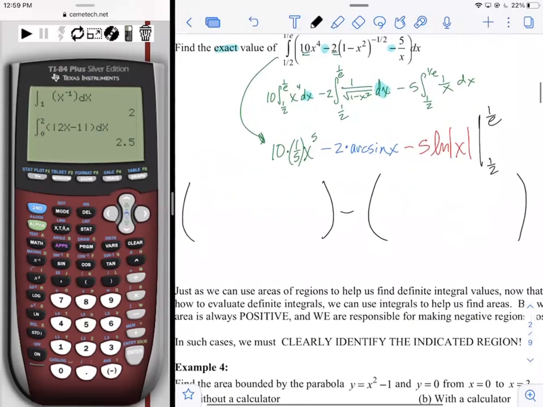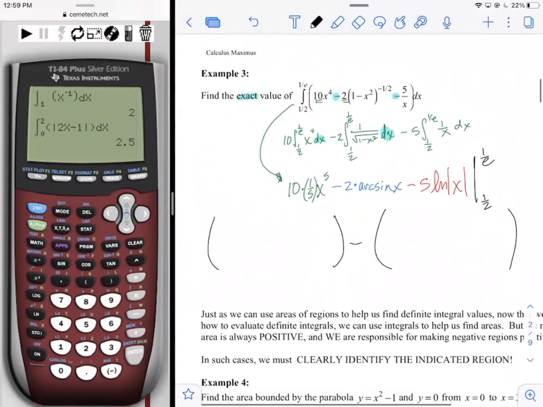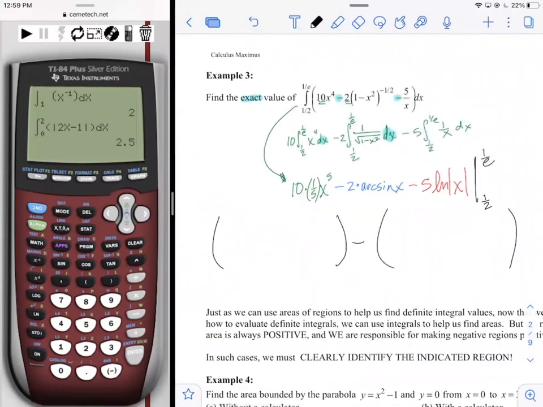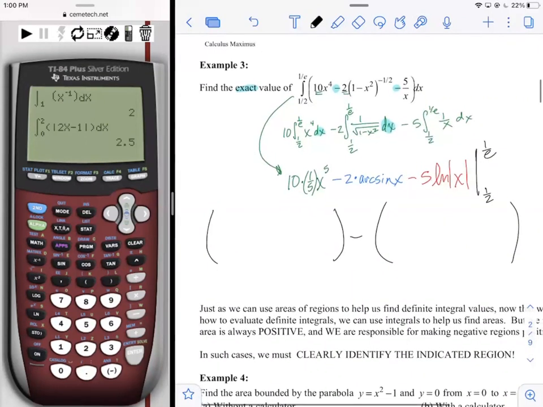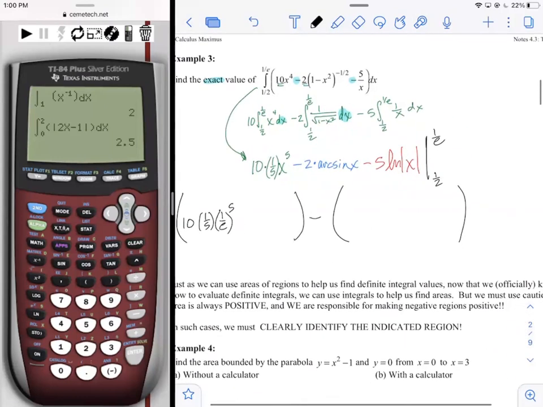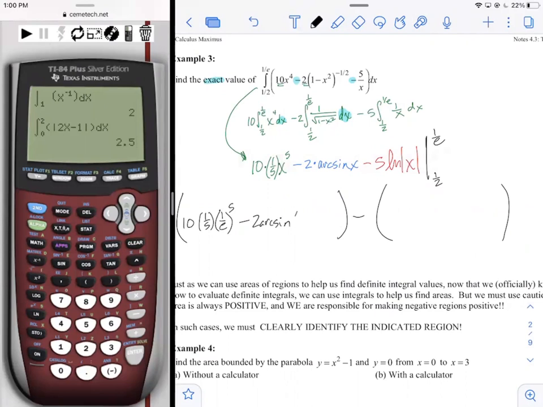All right, now it said to find the exact value, so I'm not really interested in simplifying. So this is just an exercise in transcription. 10 times 1/5 times 1 over e to the 5th. Okay, I'm just going to write it as 1 over e to the 5th. Boom. Right? Looks good to me. And now minus 2 arc sine of 1 over e. Okay, I can do that.